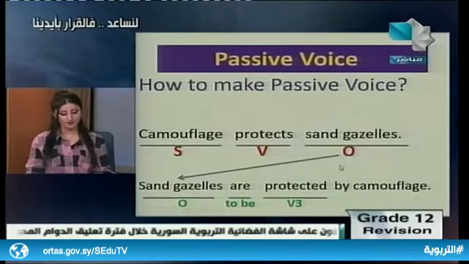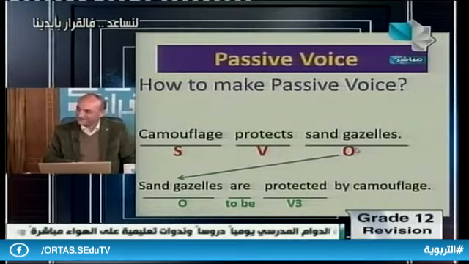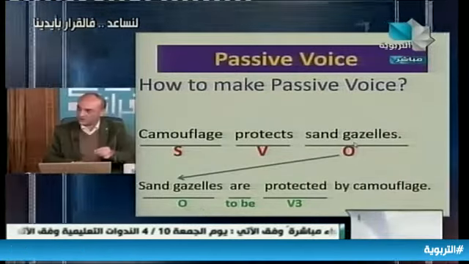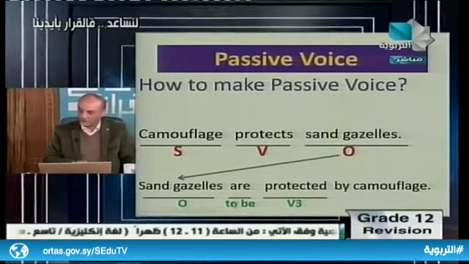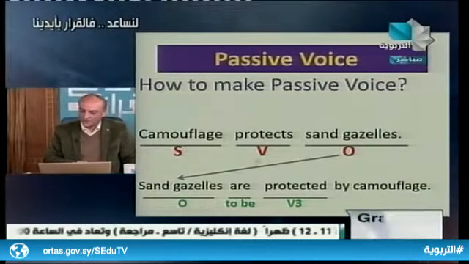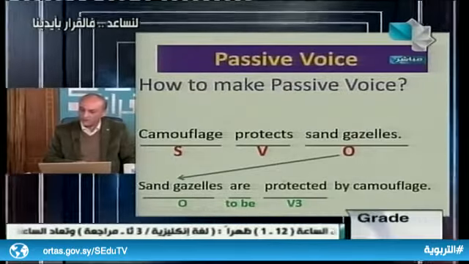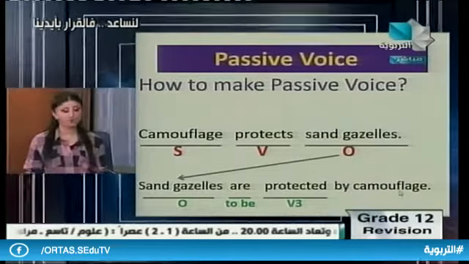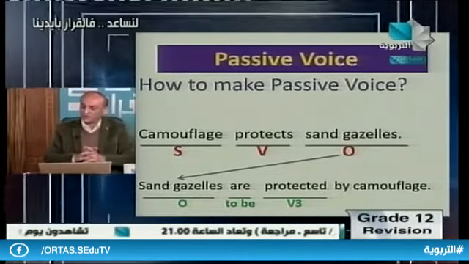So here you depended on 3 stages when making the passive. First of all, we have the object and verb to be plus past participle. You mean we use the object as a subject in the sentence. Then we use verb to be in the same tense or form as the active verb. Then we use the past participle, or verb 3, of the active verb. If we want to mention the doer of the action in the passive, it must be preceded by the word by.